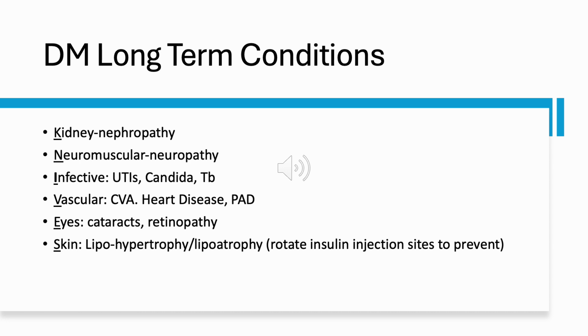Vascular: we want to prevent a cerebral vascular accident, which is also known as stroke, and the new term is brain attack. We want to prevent heart disease, and we want to prevent peripheral arterial disease. Okay, so in other words, we want to prevent the diseases of the vascular system that are going to lead to low perfusion in certain areas.